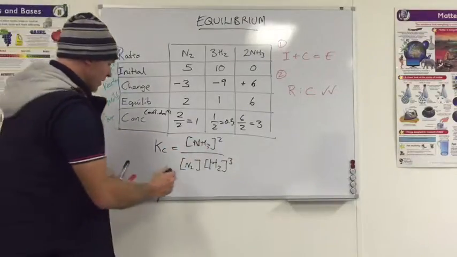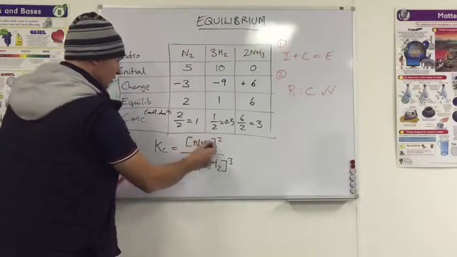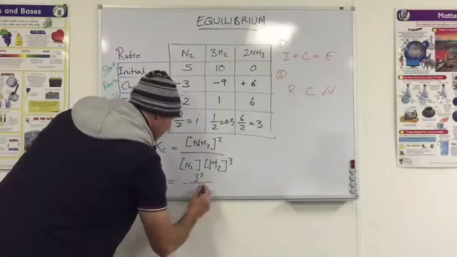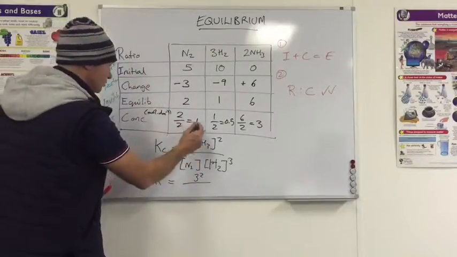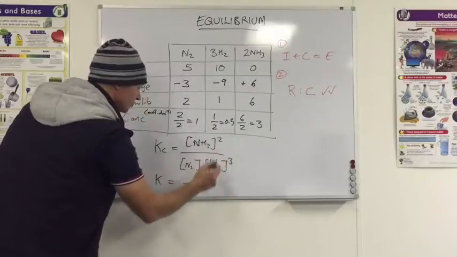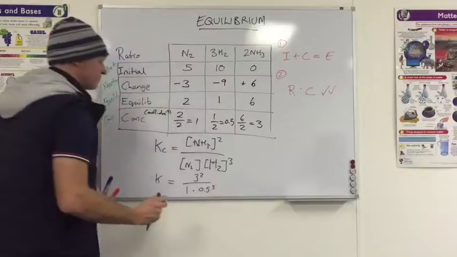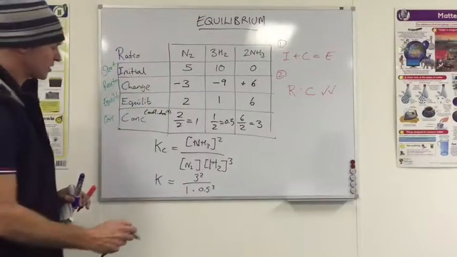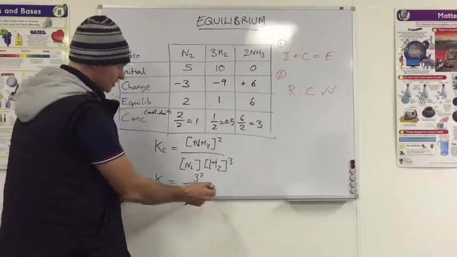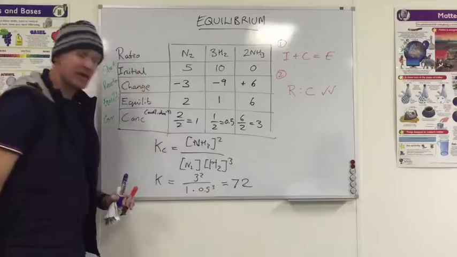And then we would plug in the values. So NH3 is 3 squared, over N2, which is 1, times H2, which is 0.5 to the power of 3. So that's basically 9 multiplied by 8, which is equal to 72, I think. So that is a pretty high Kc.